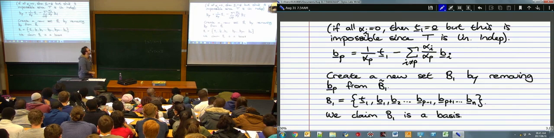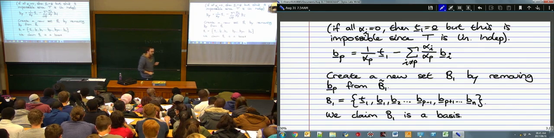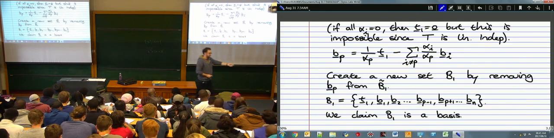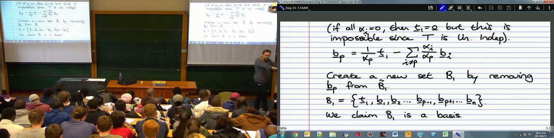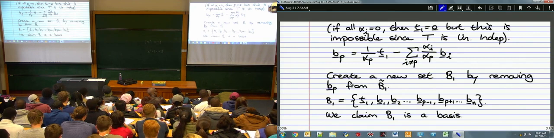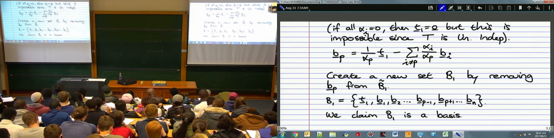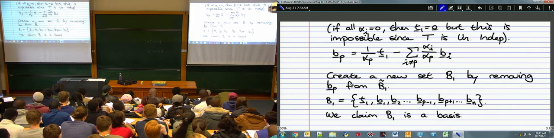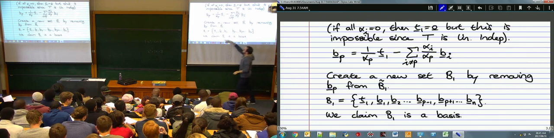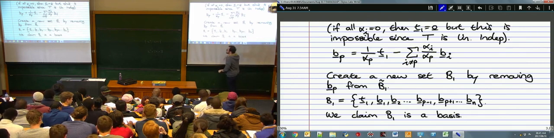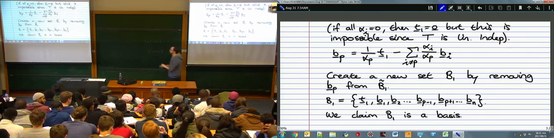What we want to show now is that this process of adding T1 to our original basis and then taking this specially selected BP out means that we have still got a basis. And this is important because if this is still a basis, then we can do exactly the same thing again. We'll put T2 in and take something else out. We'll put T3 in and take something else out. And we'll keep doing this in such a way that we can put all the T's in here without running out of B's to pull out.